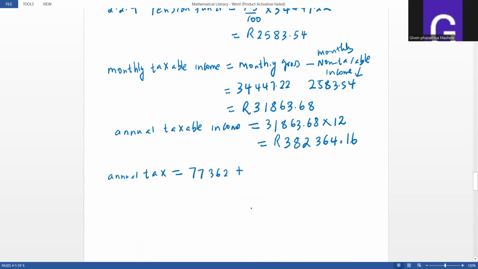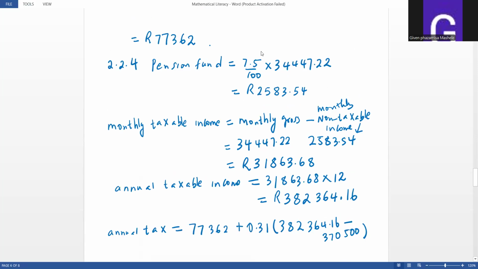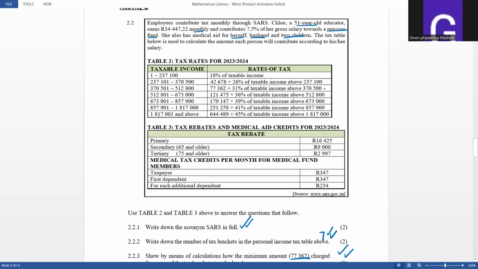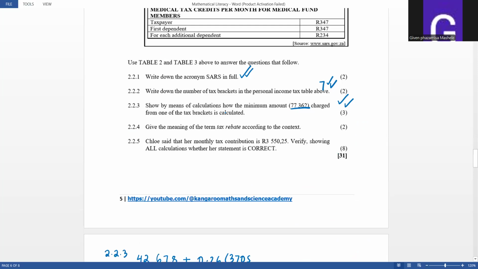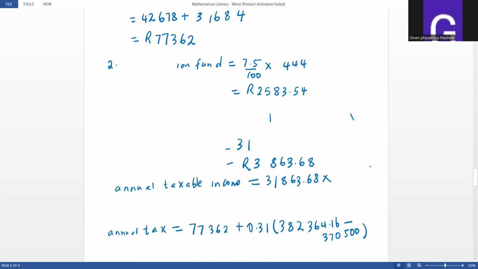So what is 31%? 0.31. And we take that the annual taxable income is 382,364.16 minus the 370,500, if I'm not mistaken. Let's go and confirm. Yes, it's this one. It's okay, because the amount is falling between this interval. So it's 370,500. So let's do the working.